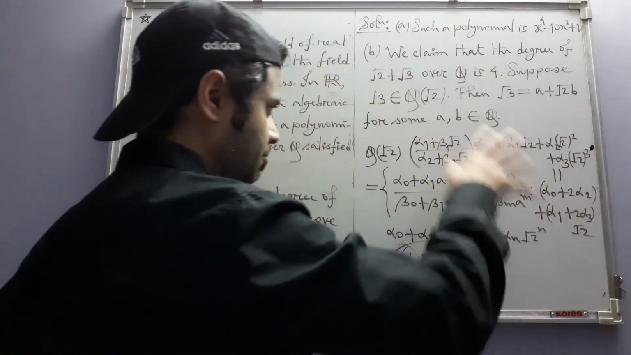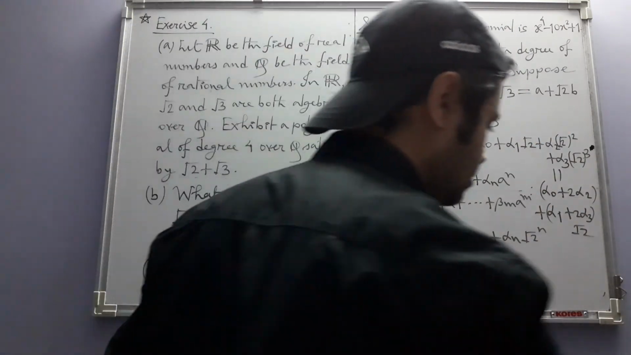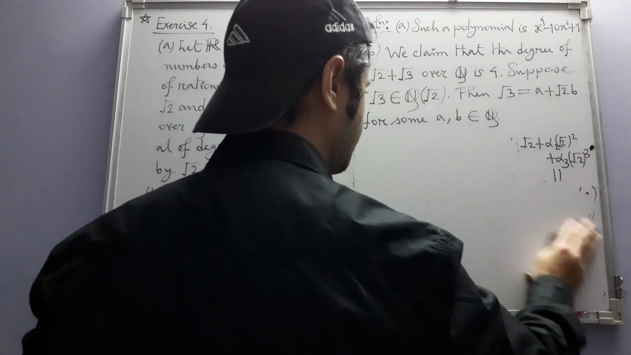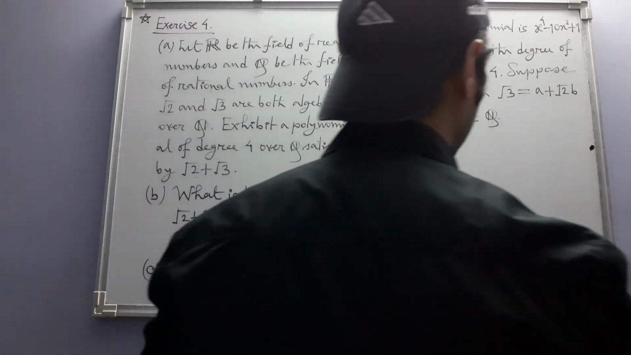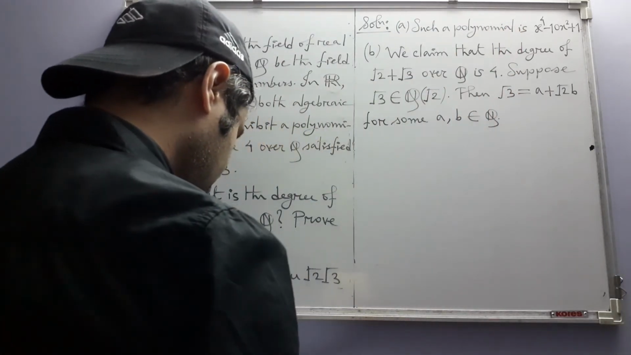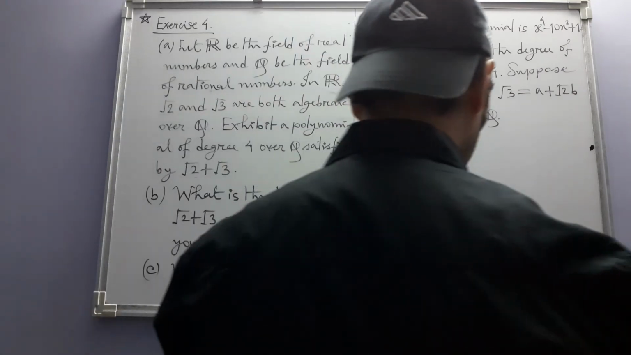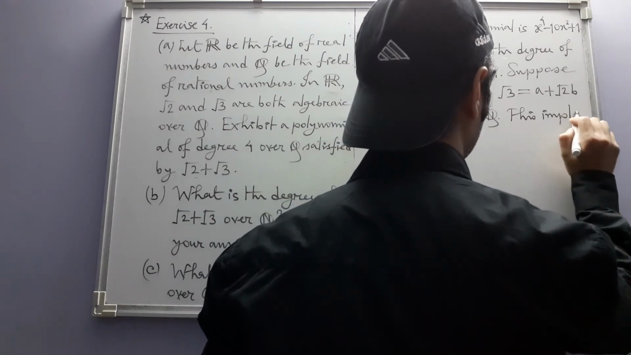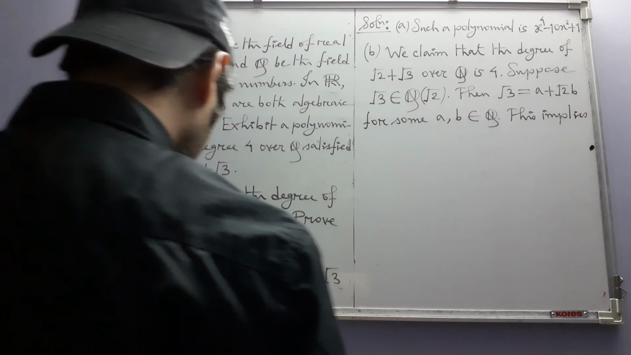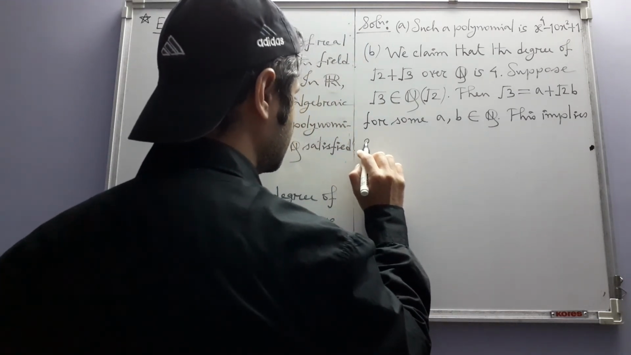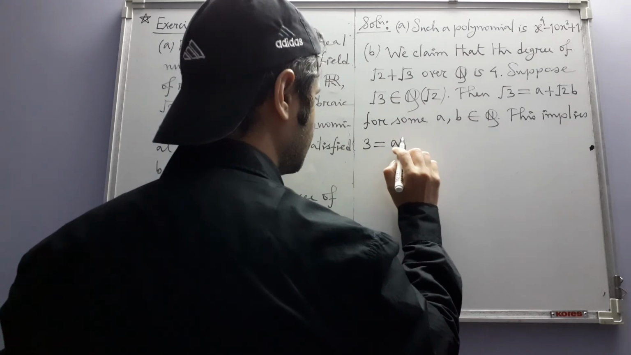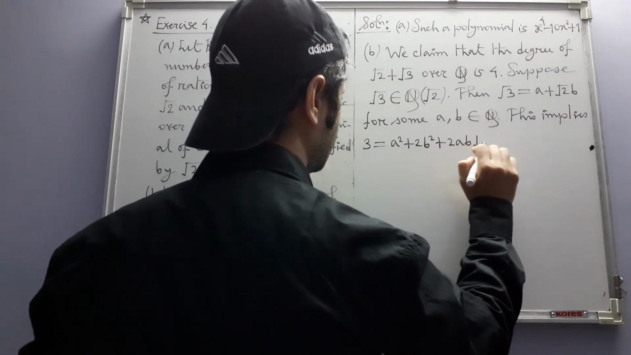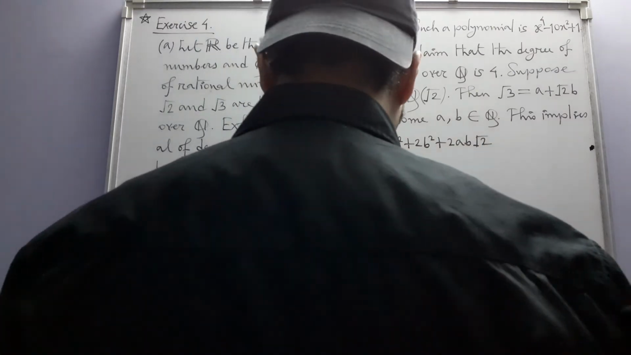But this much of course will not be written in a solution like this. It is supposed to be understood. Okay. Then what can we do from this? This implies, we just square both sides and get 3 equals a square plus 2b square plus 2ab root 2.